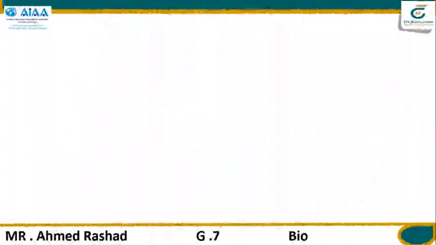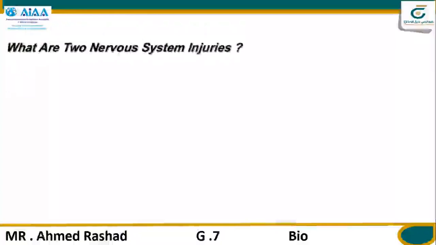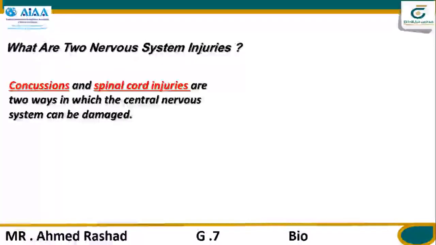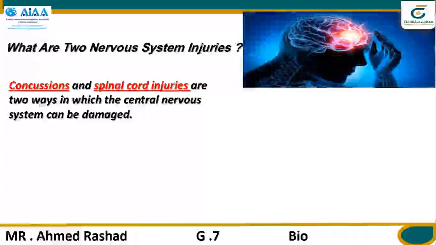Now we can go to the last point in this session. That's talking about the two main nervous system injuries or diseases. Injuries in the nervous system: how the nervous system can have problems. The main two injuries in the nervous system. Number one is concussions, and number two is spinal cord injuries. Number one, concussions: when something happens suddenly to your brain or your brain is blocked by something, that's a concussion, and this is due to the amount of the blow to your head.